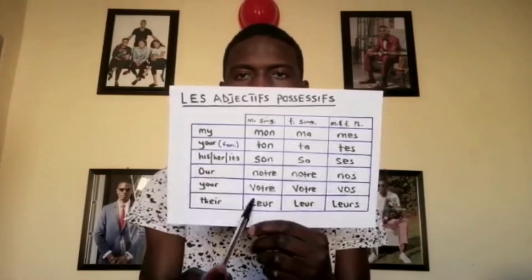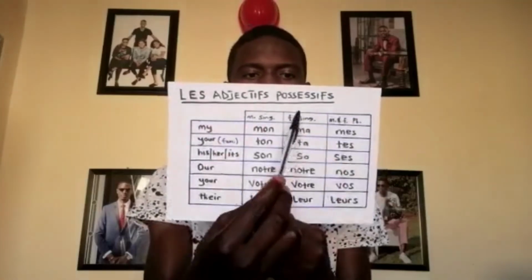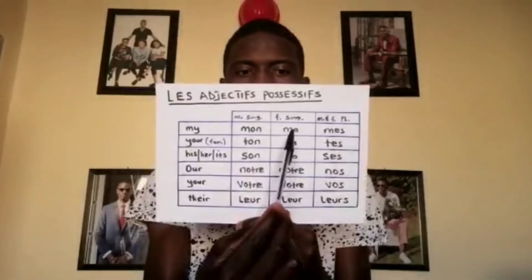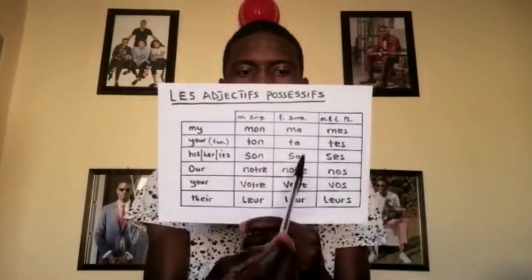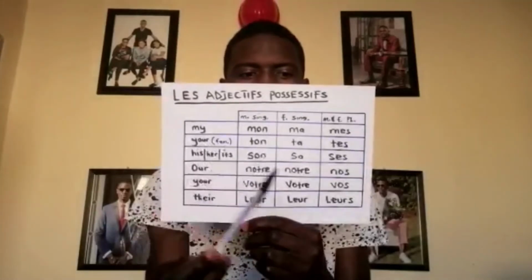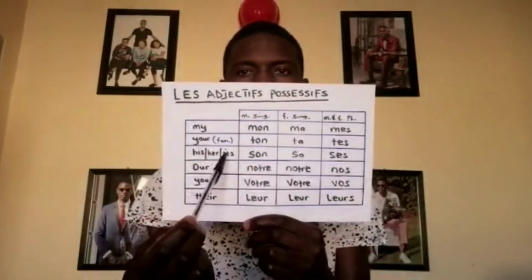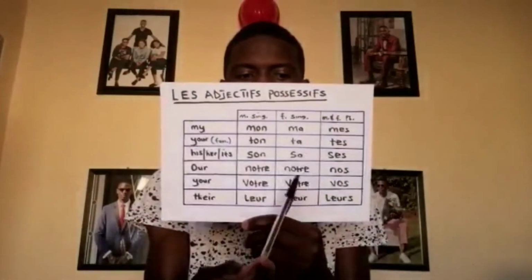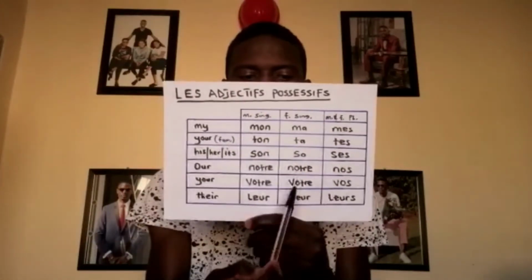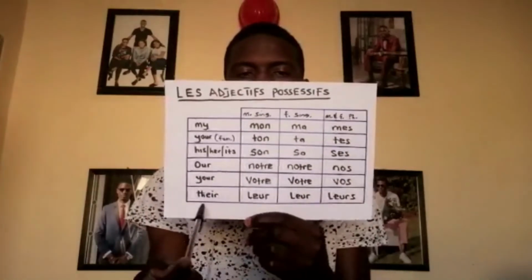We have leur to mean their. With the feminine possessive adjectives, we have ma to mean my. We have ta to mean your when it's familiar or informal. We have sa to mean his, her, or its when it's feminine. We have notre, these are just the same. We have votre as well to mean your, and leur to mean their, the same thing.